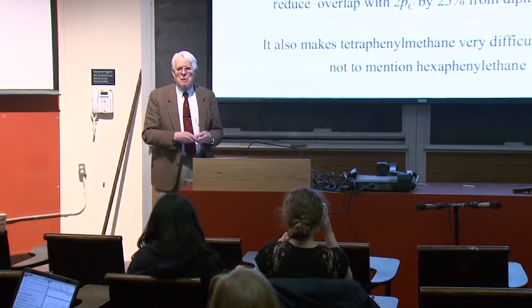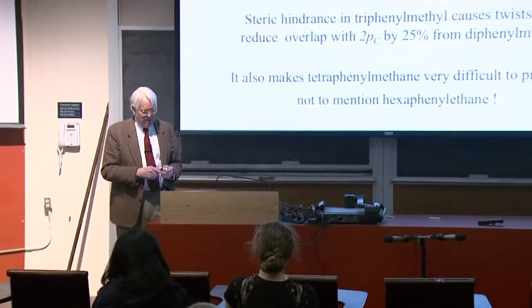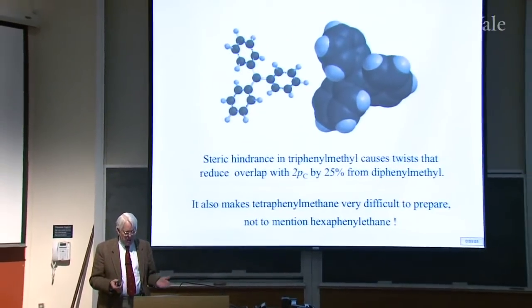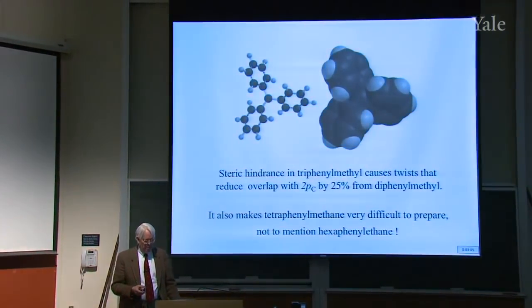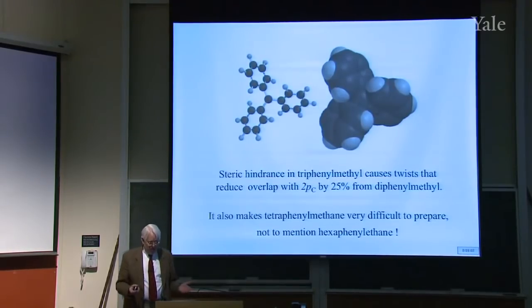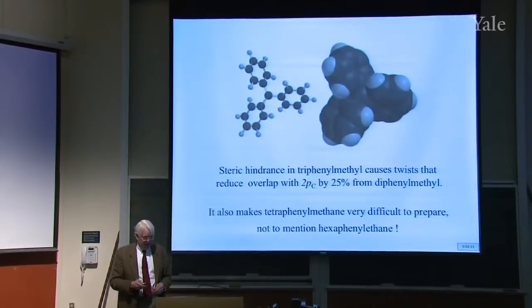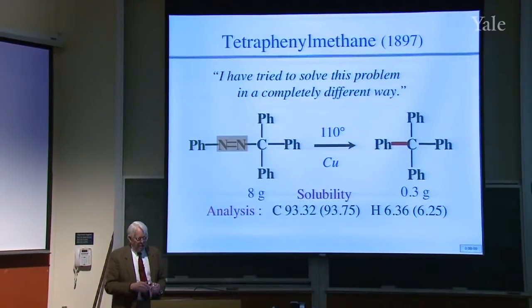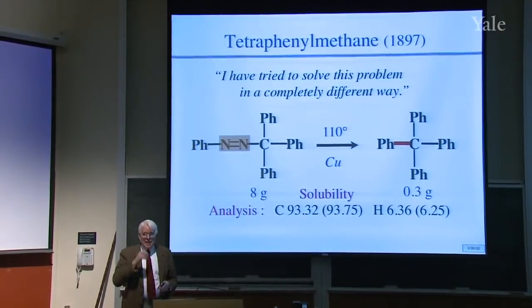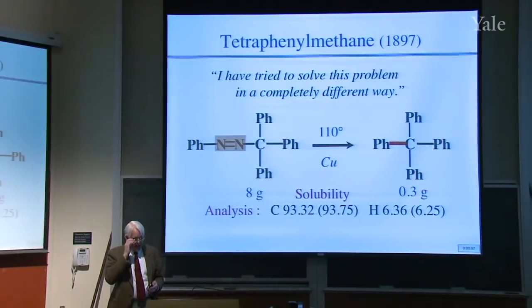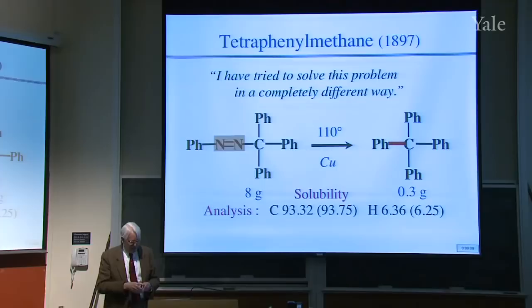So here you see what we were just saying. Steric hindrance in triphenylmethyl causes twists that reduce overlap by 25% from what they would be in diphenylmethyl and makes tetraphenylmethane very difficult to prepare, not to mention hexaphenylethane. Okay, but Gomberg was able to make tetraphenylmethane using this trick that he'd learned in Munich of knocking nitrogen out and having the two radicals come together.